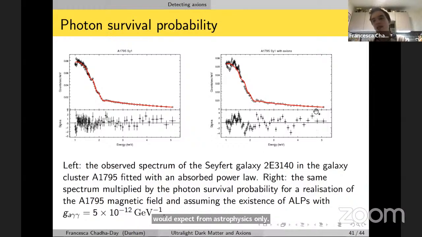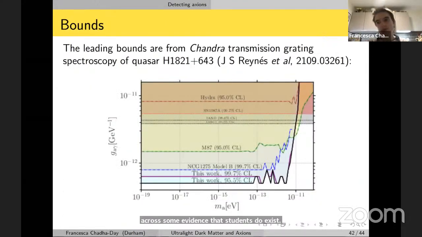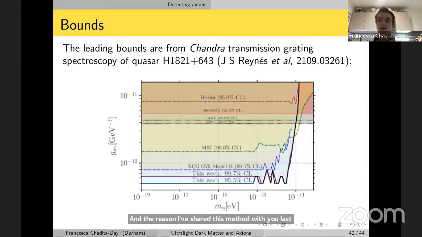So we can go searching for these kinds of wiggles. And so far we haven't really seen any wiggles. And that means we can place bounds on how big the axion photon coupling can be. If we did see wiggles like this, then this would be, of course, some evidence that axions do exist. And the reason I've shared this method with you last is that actually for low mass axions, this is the best constraint that we have.